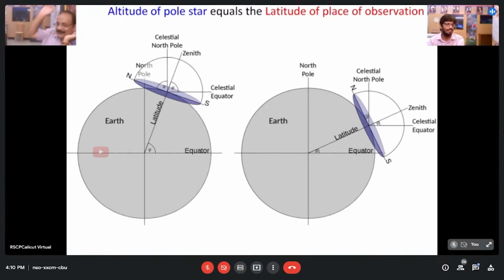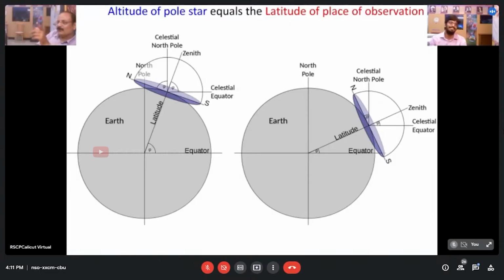Now, by measuring the altitude of the pole star, one can measure the latitude of his place by identifying the pole star and measuring the angular separation. So that is one of the very classical results. Okay, so then he can also check it from the GPS. Yeah, GPS also you can check it.